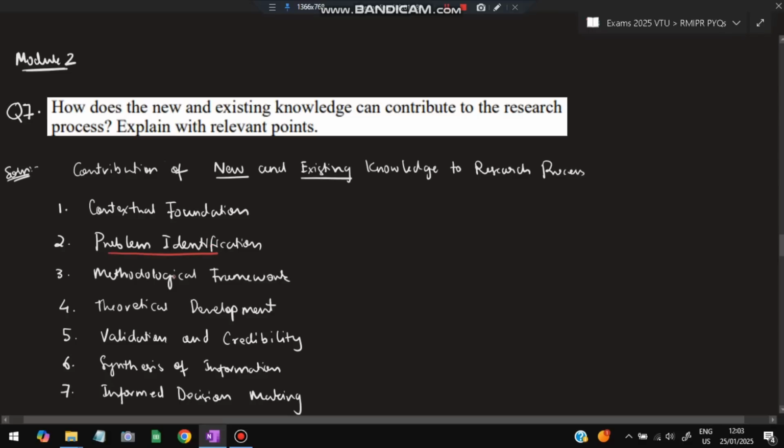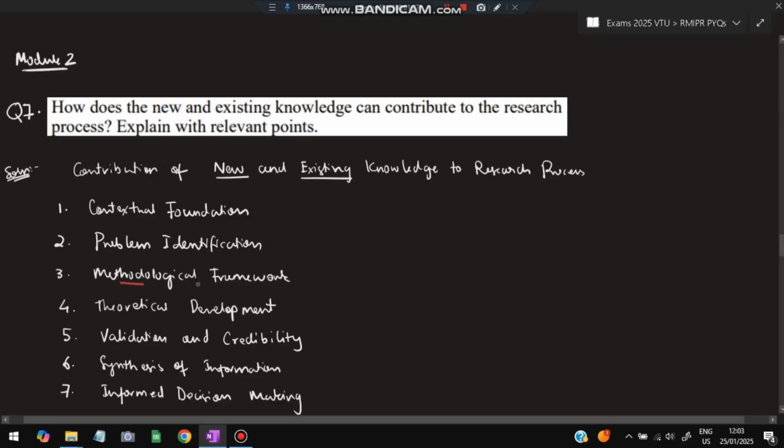Next one is problem identification. Existing knowledge reveals gaps and issues in the field. We get to know what existing problems there are because of existing knowledge, right? And by studying past solutions, we are able to know exactly what we want in a new solution.